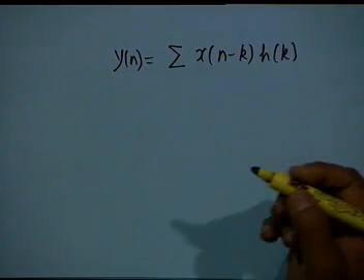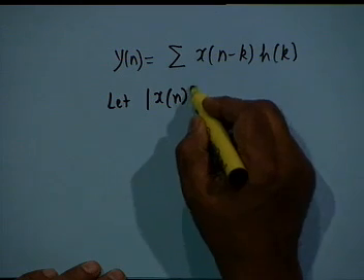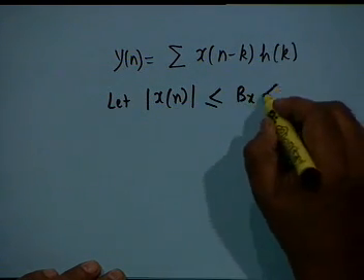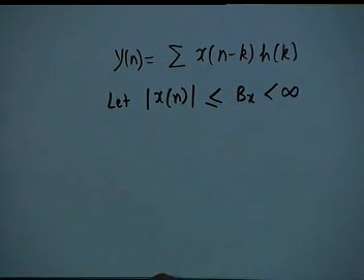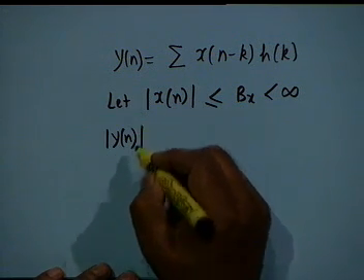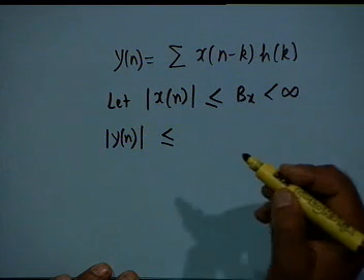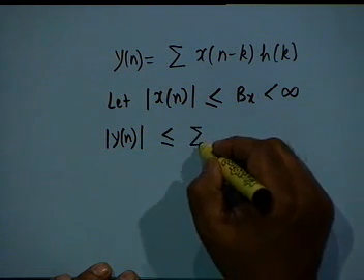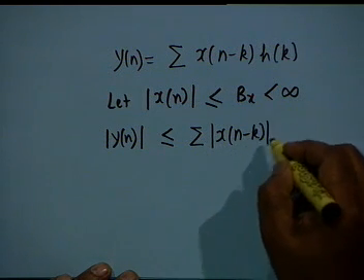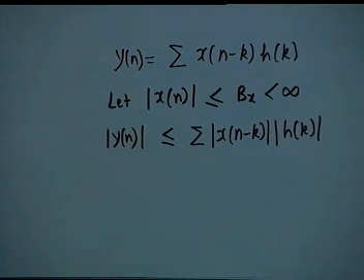We are talking of BIBO stability. Let x of n be bounded by some quantity Bx, which is less than infinity. Then magnitude y of n shall be less than or equal to the summation of magnitude x of n minus k, magnitude h of k.